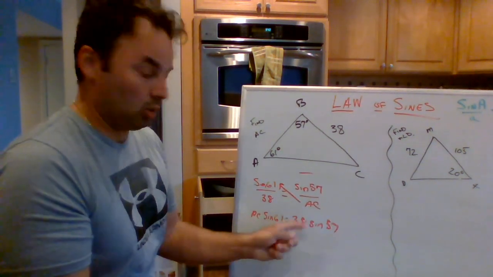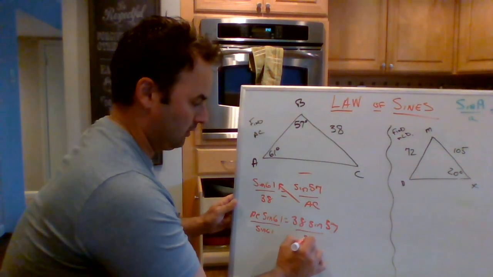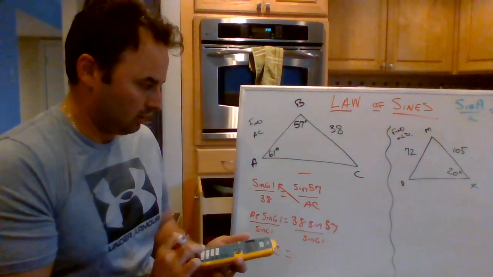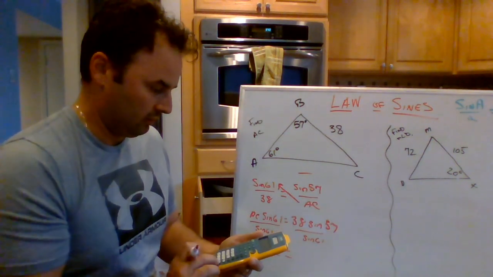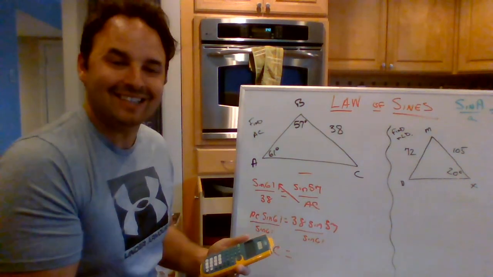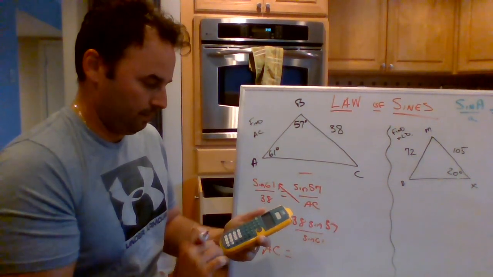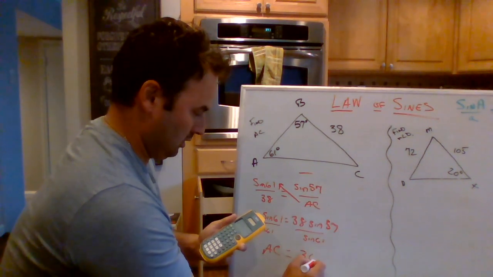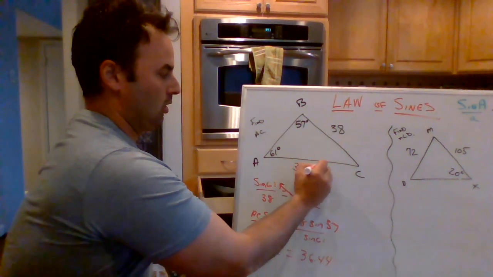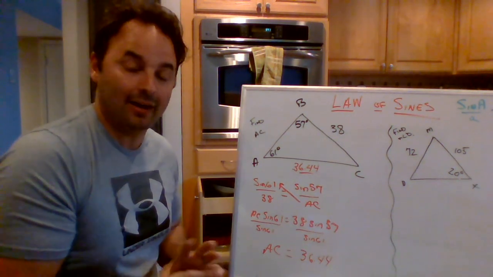Now, I'm not going to multiply anything out to the very end. I'm going to divide by the sine of 61, divide by the sine of 61. So AC equals, take in my calculator, I'm going to do the sine of 57 times 38. That'll give me 31.87. Divide that by the sine of 61, 36.44. Remember, make sure you're in degree mode. All right. So that is when we're looking for a missing side.